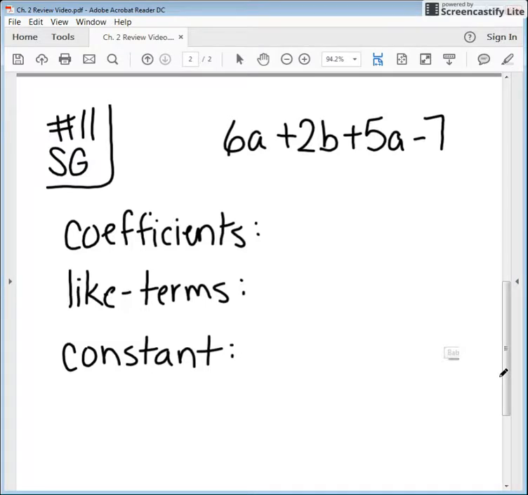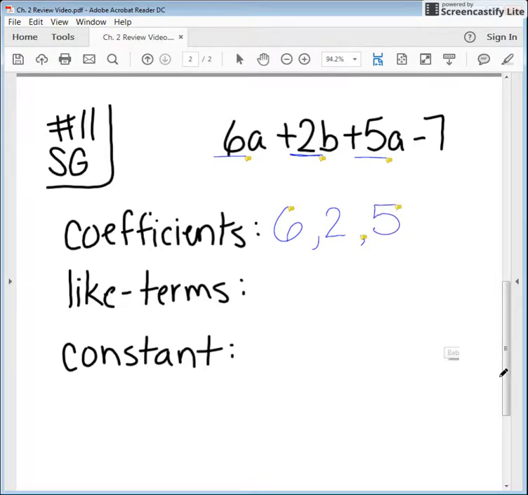So I want to find my variables, and 6 is in front of that a. So that is one of my coefficients. It's a positive 6, so it's going to stay a positive 6. I also see a b here with a 2 in front of it, so just the number is my coefficient, so it's a positive 2. I also see a 5a. It's just the number in front of it, so it's just a positive 5 as my coefficient.